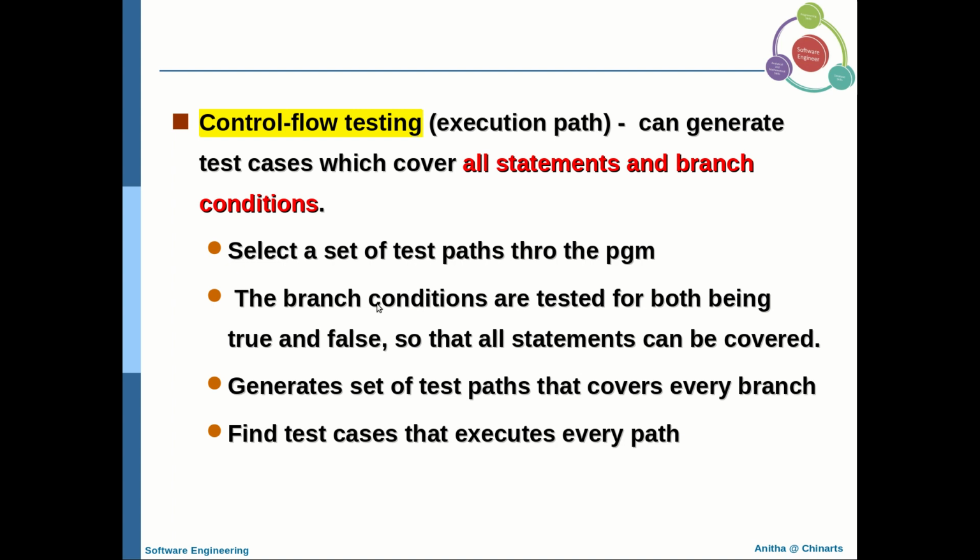So you are going to generate the test cases which will cover all the statements. How do you do that? You select the test paths. Then the branch conditions will be tested for both true and false if it is binary, or if you have multi-decision branching, that can also be included here. Once it is done, you will generate a set of test paths which will cover each and every branch. So if you have a true branch, you will have a test path for the true branch. You will have a test path for the false branch. Then for every branch, the set of test cases will be generated.